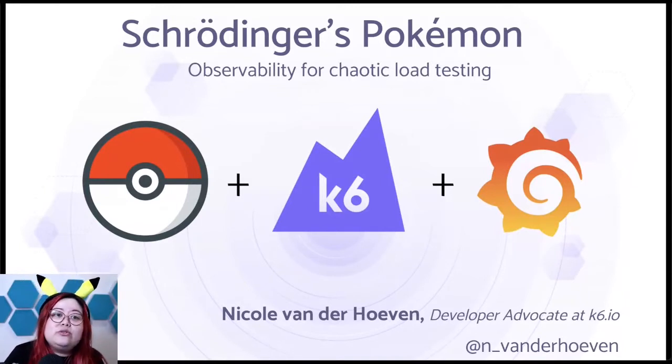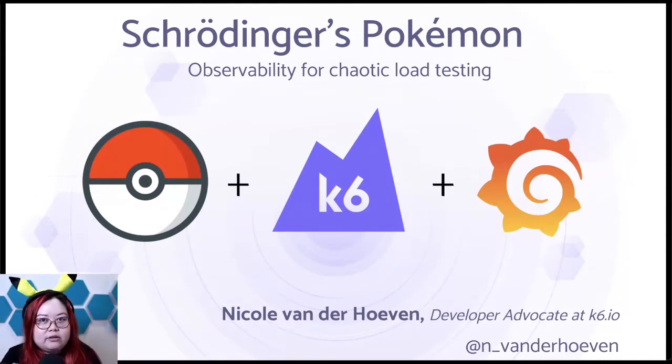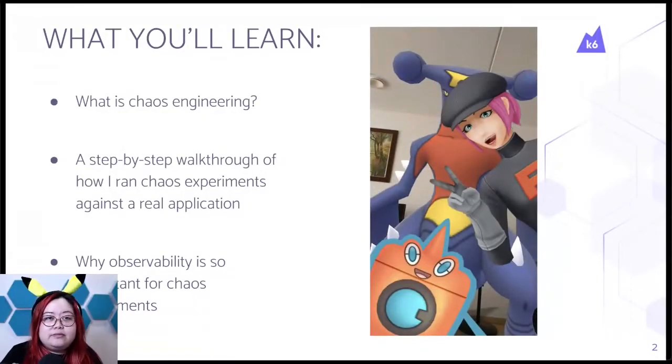So here's what you're going to learn in the next 40 or so minutes. And by the way, the slides are going to be made available. I'll give you the link at the end, so there's no need to take screenshots. First, what is chaos engineering? We'll talk about what it means, the process it involves, and how it relates to testing. Second, I'll go through the steps of chaos engineering using Pokémon. I'll talk you through the tools that I used, the script that I wrote, the tests I ran, and results. And third, I'll wrap up by talking a bit about why observability is critical for chaotic load testing.